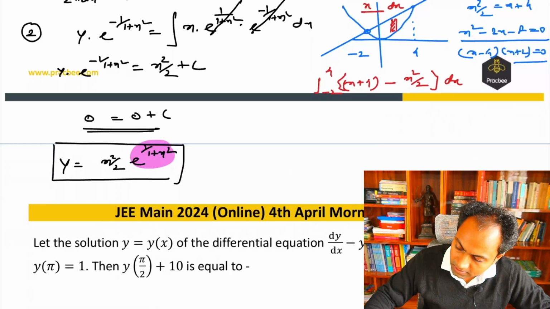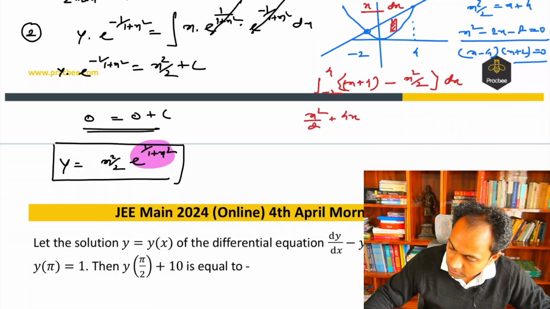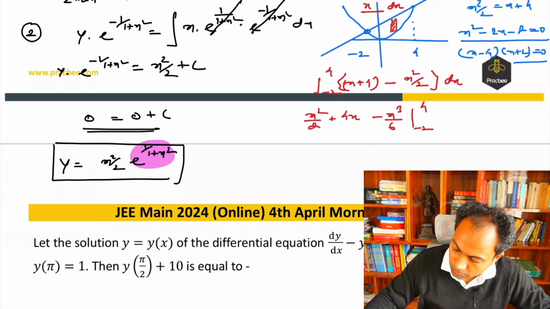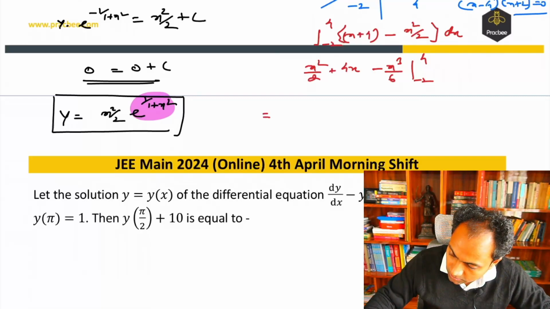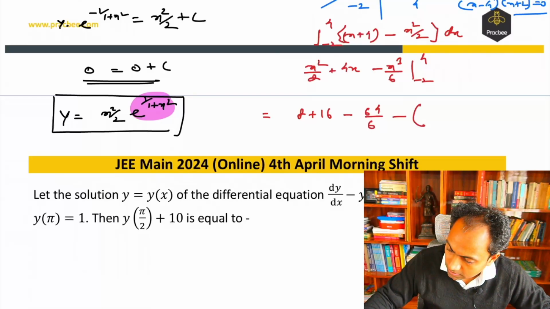So my final answer comes out to be x square by 2 plus 4x minus x cube by 6, from minus 2 to 4. So if I put 4 here, let us see what we get. This will become 16 by 2, that is 8. This will become 16. And this will become 64 by 6. On the other hand, if I put minus 2, this becomes 4 by 2, that is 2. Minus 8, and plus 8 by 6.